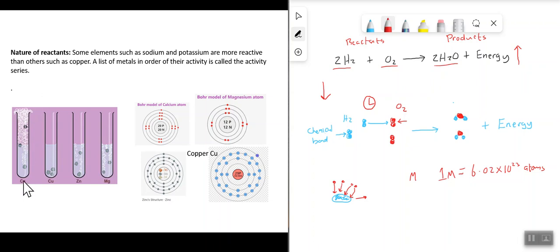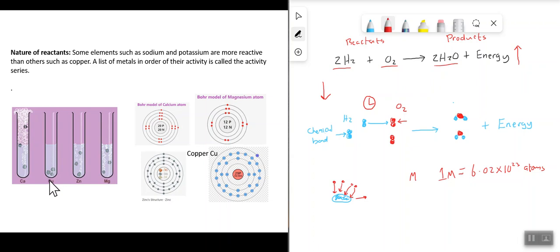So if we have a look here, we have calcium. Calcium is very reactive, as you can see here. When it comes into contact with the reactant, it reacts very, very vigorously. And this has got to do with the nature of calcium atoms. This is the structure of a calcium atom, and we can see that it has this lone electron out here in its outer orbital. And as a result, this makes it very reactive.